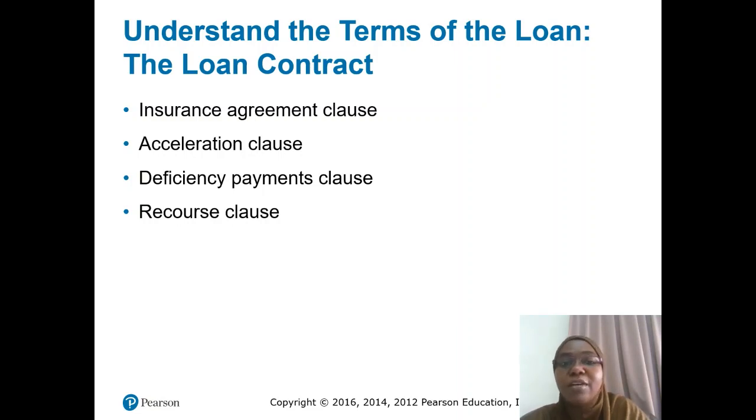So for any loan contract, there are different terms and terminologies, all right. So these four are what we're going to focus on in today's class. The first is the insurance agreement clause. With this insurance agreement clause, we are required to purchase a credit life insurance.